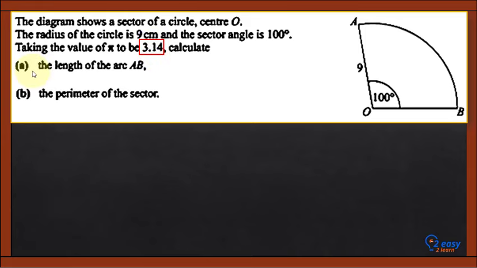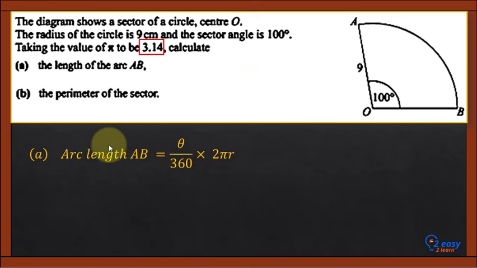Calculate part A, the length of arc AB, this one. Part B, the perimeter of sector. The perimeter of sector is sum of all sides. So what is the perimeter of sector? Length of arc AB plus this radius plus this radius. So you must know the method before solving the question. You should start thinking before attempting the question how to solve it.